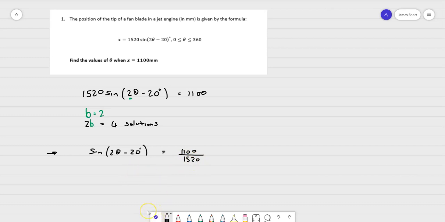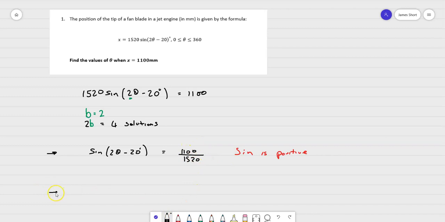Now we take note that sine, because we're working with sine here, is positive. And this will help us later on when we come to do our cast diagram. Sine is positive because on this side of the equal sign, it's a positive fraction. If we had a negative here, then we'd say sine is negative. But we don't have a negative.